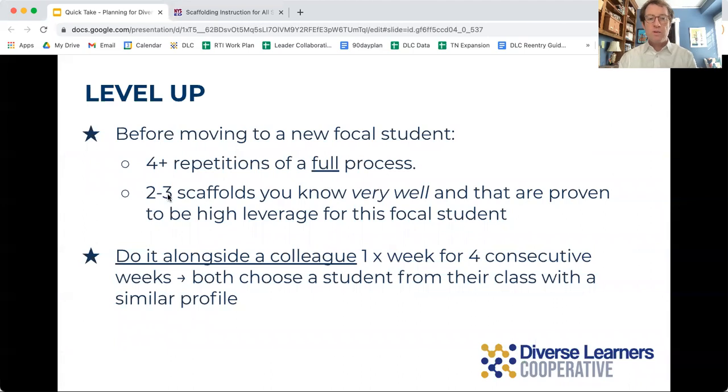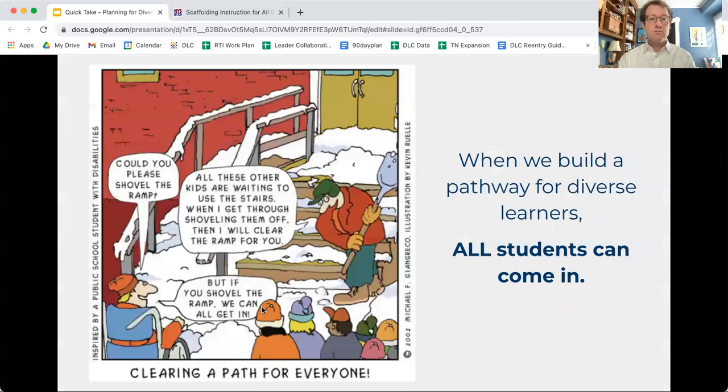To level up, consider doing it multiple times to get really good at it before you move on to the next focal student. We believe we learn better together, or learn faster together, so doing it alongside a colleague is also a great idea. If you haven't seen this cartoon, it's wonderful. We believe that when we build a pathway for diverse learners, all students come in.